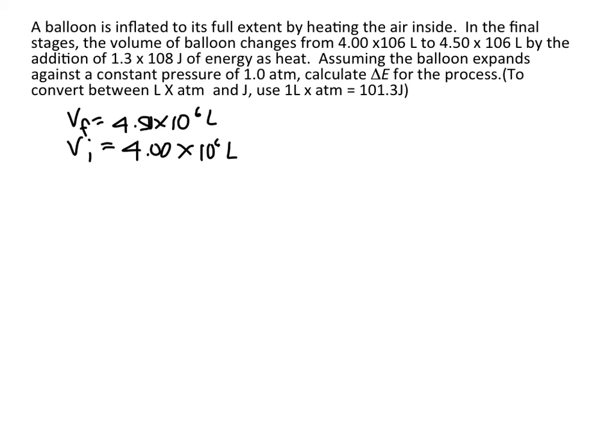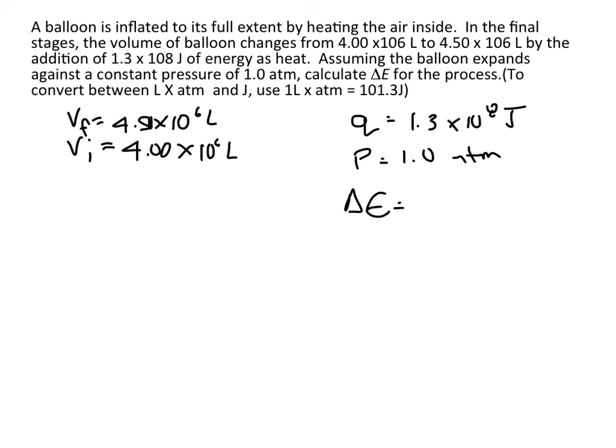We know that heat has been absorbed by the balloon. Because of that, we know that we have our Q value of 1.3 times 10 to the 8th joules. Okay, so we have volume values, we have a heat value. We've also been given a pressure value of 1.0 atm. Okay, and they want us to calculate delta E.